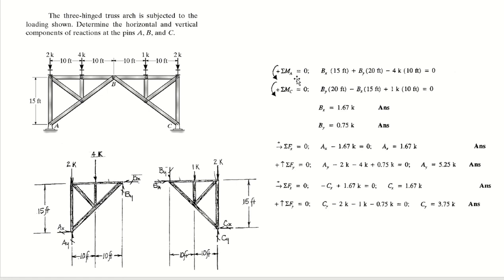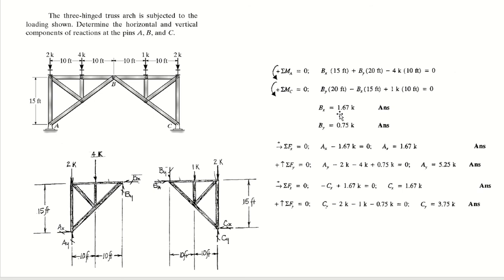Now summation of moment about A is equal to 0. Take moment about A equals to 0. So Bx into 15, this Bx multiplied by this perpendicular distance, plus By, this By into this perpendicular distance 20, minus this 4 and its distance is 10. Since this 2 is passing through the support A, it will not cause any bending moment. So you are left with Bx and By. Now take this structure and again take moment about point C equals to 0, and this Bx and By will be used along with this 1 kip applied load. Since 2 kip is passing through support C, it will not produce any bending moment.